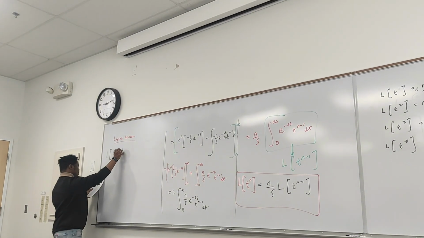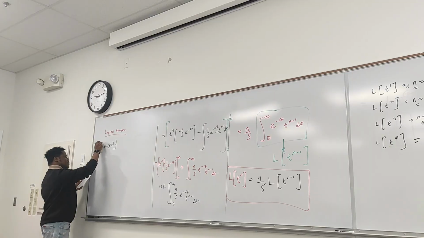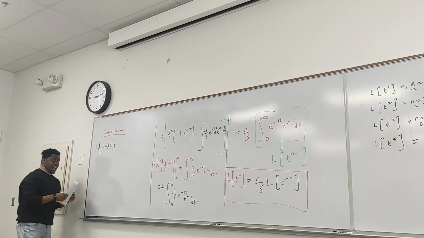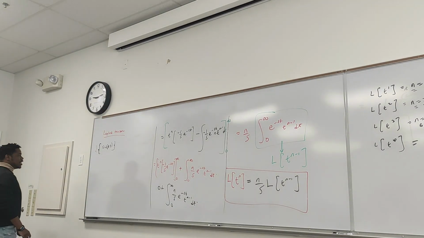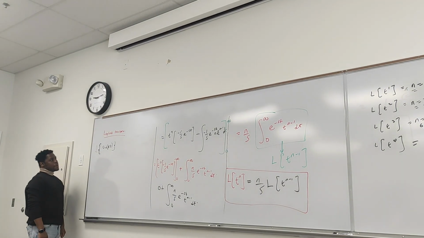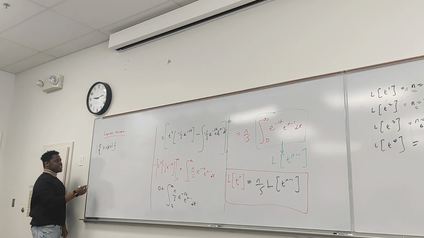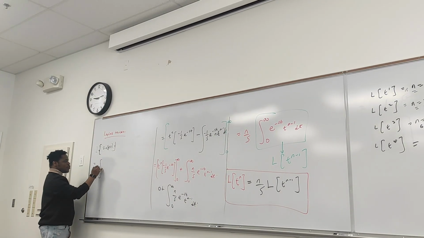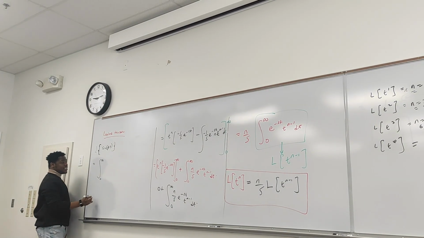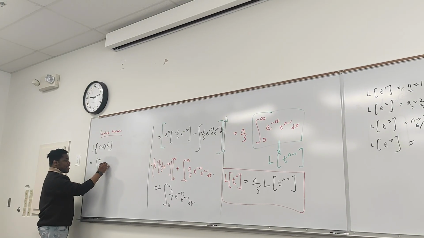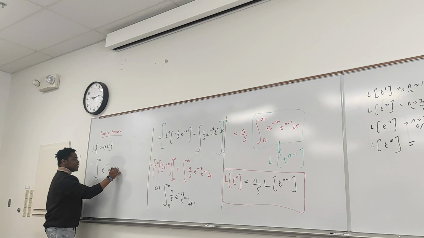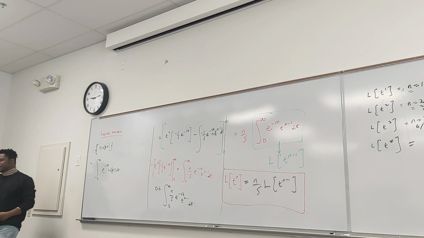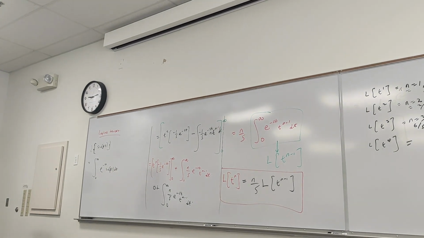Next is Laplace of sine beta t. I should tell you, Laplace is always in a curly bracket, not a straight bracket like I've been doing. So here, the same thing. It is equal to the integral from 0 to infinity of exponential minus st sine of beta t dt. This is all you need. From here, it's just the integral sign. Let me borrow your integral sign. Thank you.